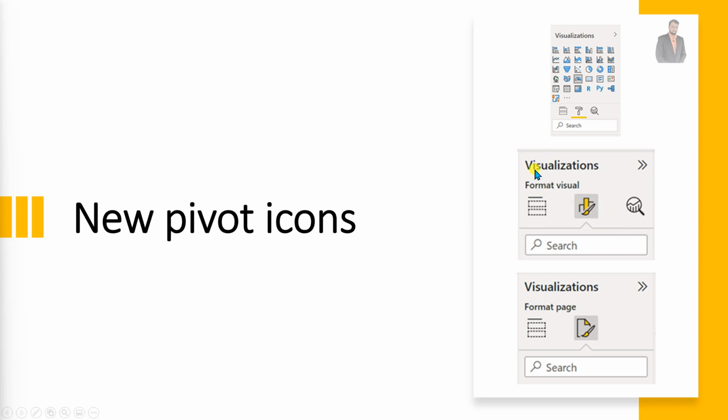So for example, whenever we click on any visualization, this format visual icon will appear for you. And when you haven't selected any visual, meaning the page is selected, and you want to configure the page properties, it provides this icon for format page. So this makes it easy to distinguish between the visualization and the page, and earlier everything was in the same place. So this is one change.